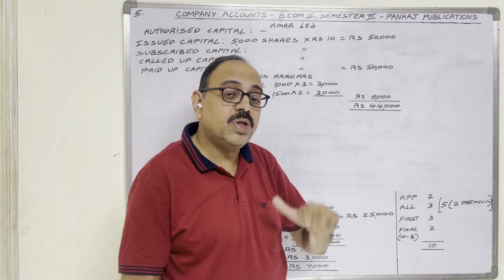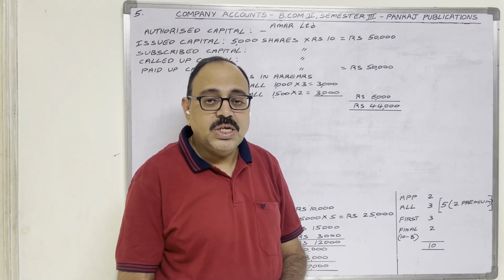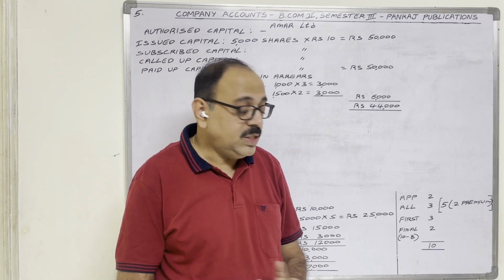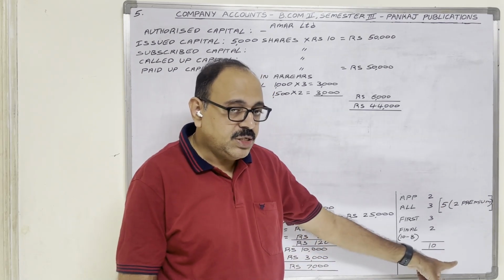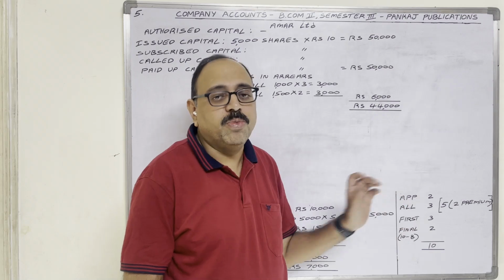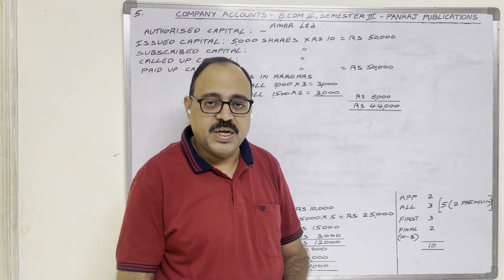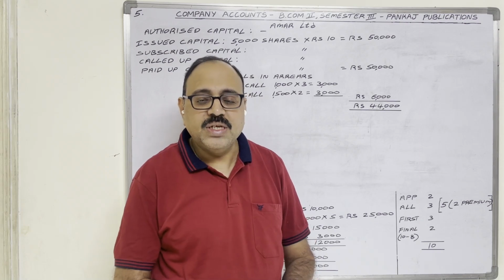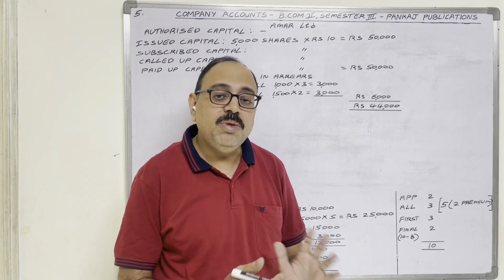Issue price is more than face value. This is known as issuing the shares at a premium. And the premium amount is issue price 12 rupees minus face value 10 rupees, which is equal to 2 rupees per share. Financially strong and well managed companies generally issue the shares at a premium.